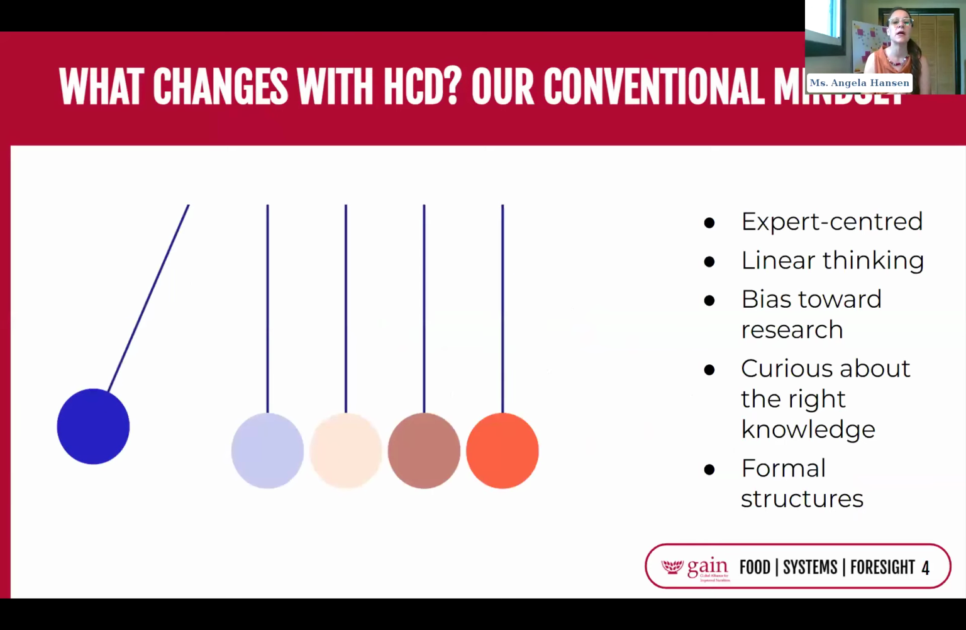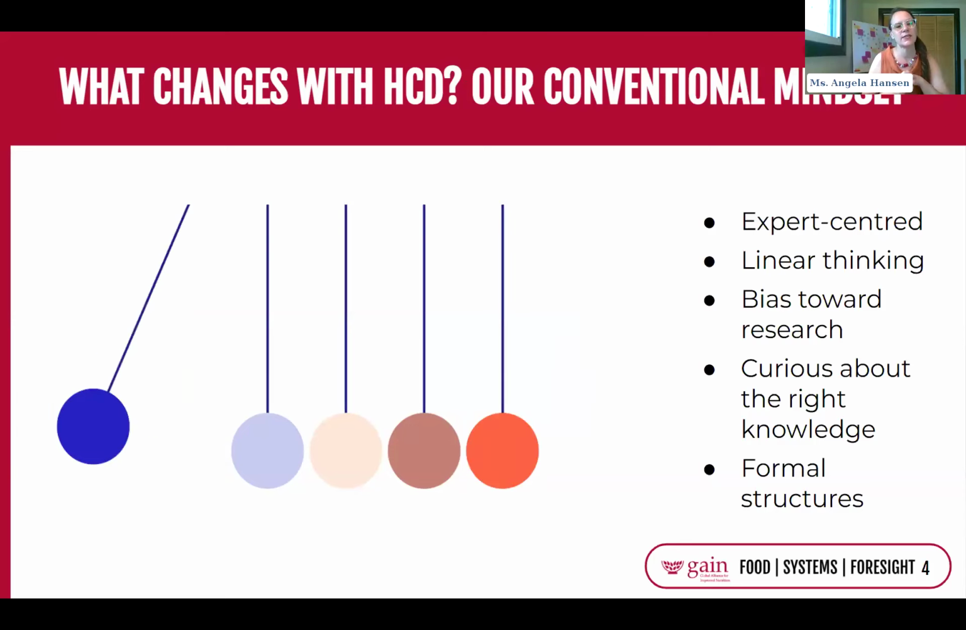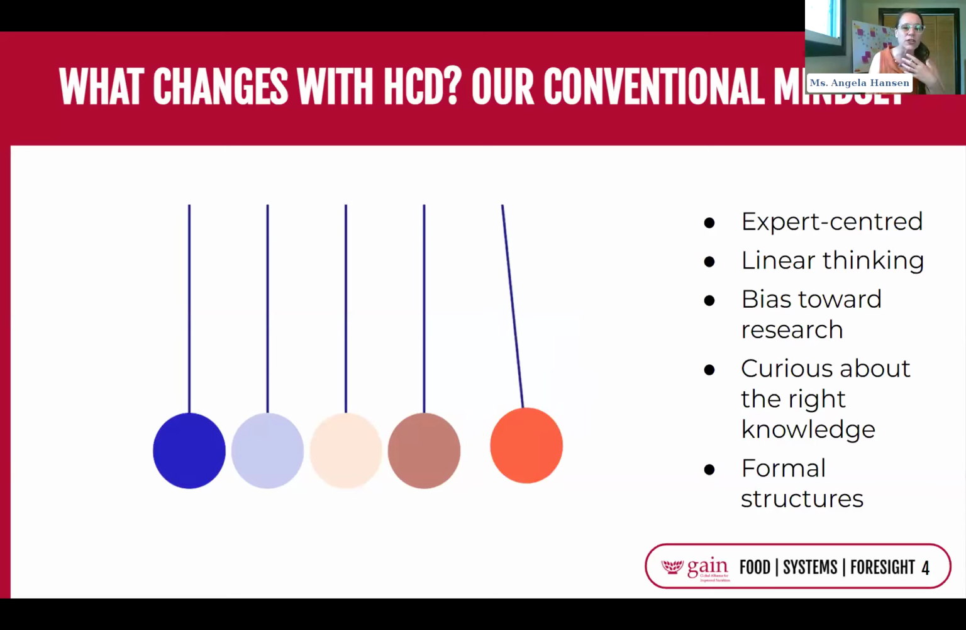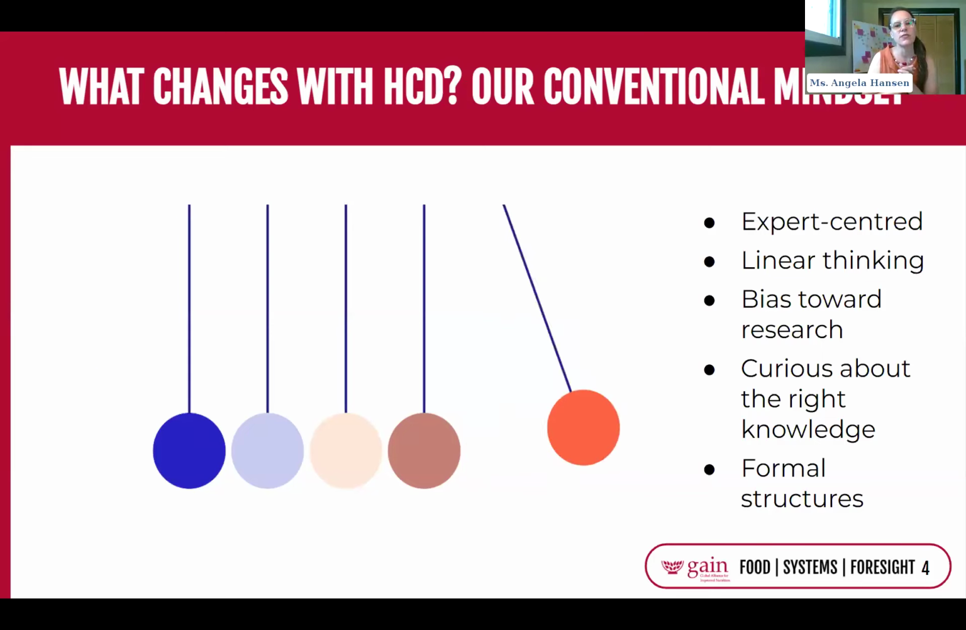So what changes when we introduce human-centered design into an ongoing design process or an ongoing social protection program? What needs to change is our conventional mindset. So conventional mindsets are often characterized by expert-centered thinking. Oftentimes that thinking and thinking that surrounds it can be quite linear. We'll go from A to B, we will achieve growth and everything will be great. We're biased when we think this way towards research, and we're curious about finding just the right knowledge for the answer. We depend on more formal structures when our mindset is heavily conventional with design approaches.